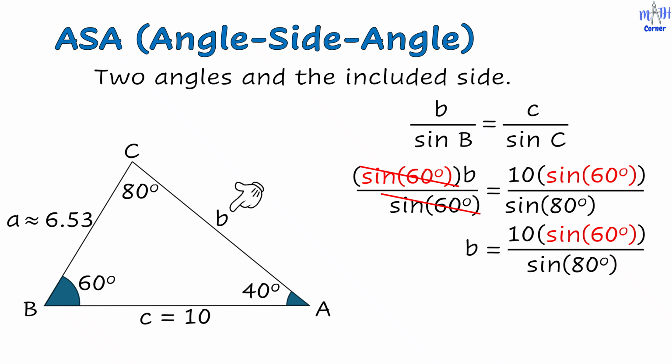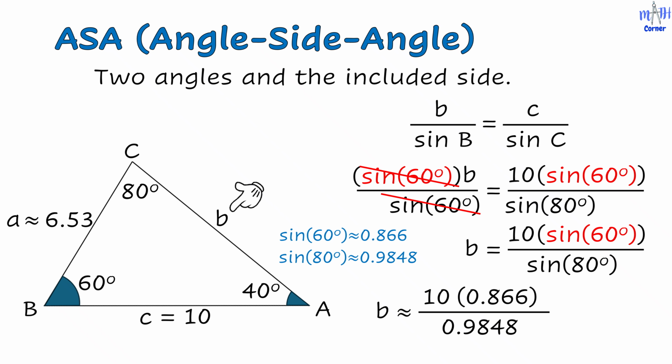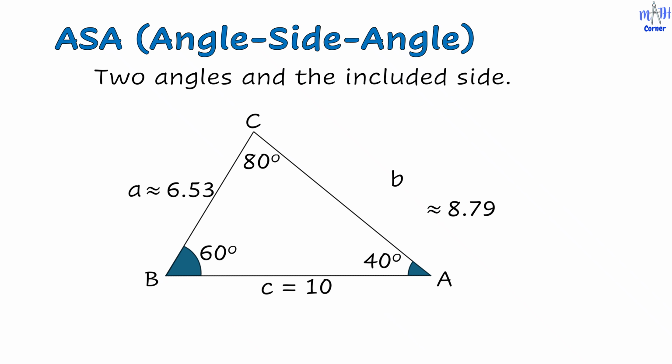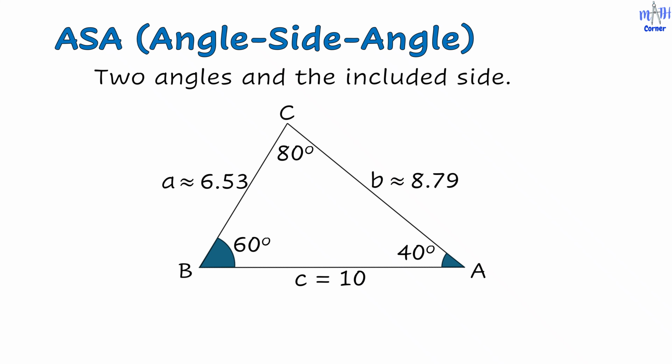Using your calculator, sine 60 degrees is approximately equal to 0.866, and sine 80 degrees is approximately equal to 0.9848. b is approximately equal to 10 times 0.866 over 0.9848. b is approximately equal to 8.79 units. And that's how you solve ASA.